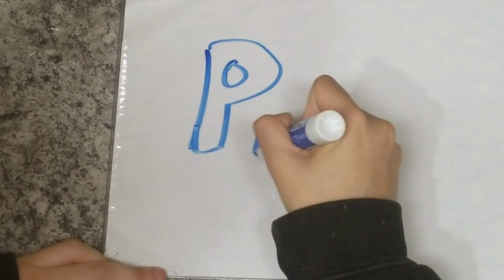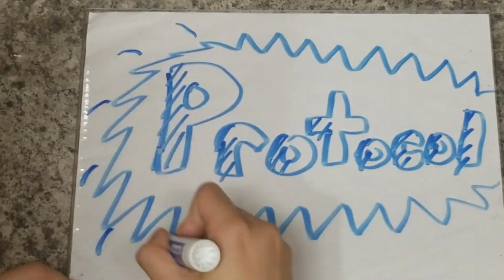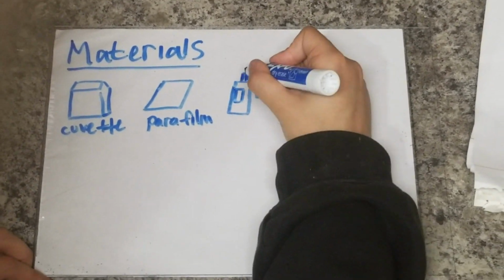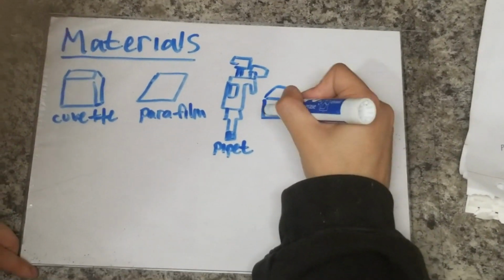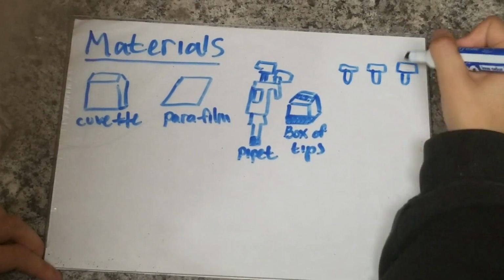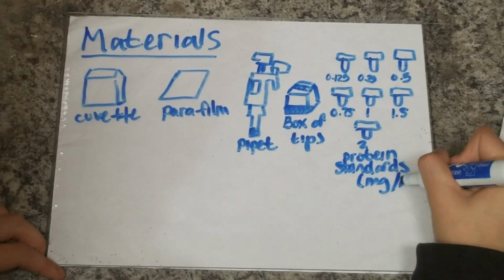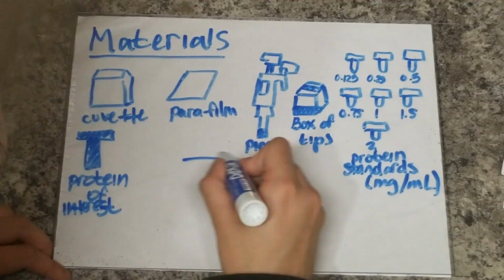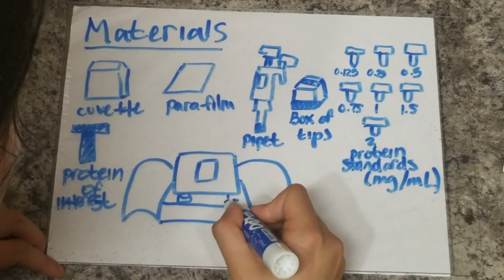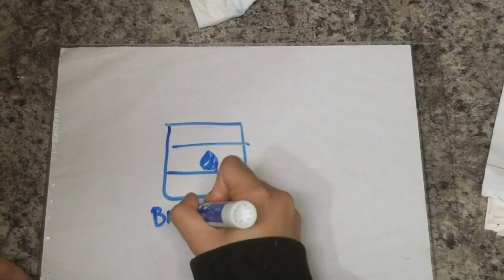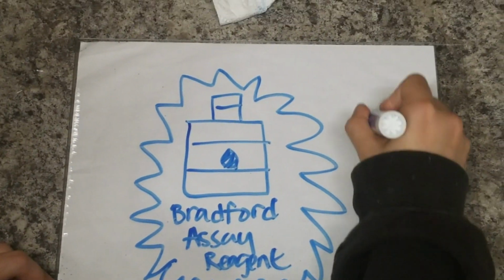But what actually happened? Now we need to take a closer look at the protocol. In order to do the Bradford Assay, you will need your handy-dandy set of materials: cuvettes, parafilm, PBS, pipettes and tips, protein standards ranging between 0.125 to 2.0 milligrams per milliliter, your protein of interest, and a spectrophotometer. And the star of the show, the Bradford Assay reagent. Now you are ready to find the concentration of that protein you have been wondering about for so long. Let's begin.